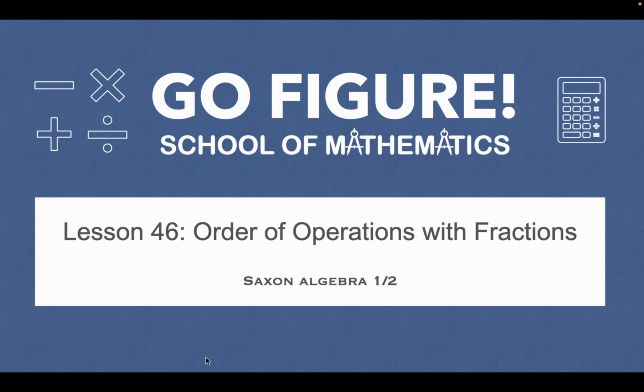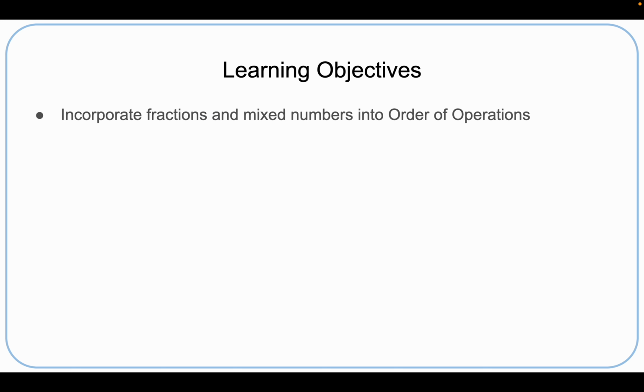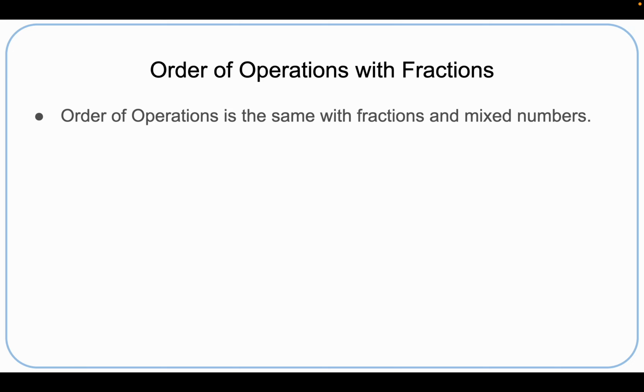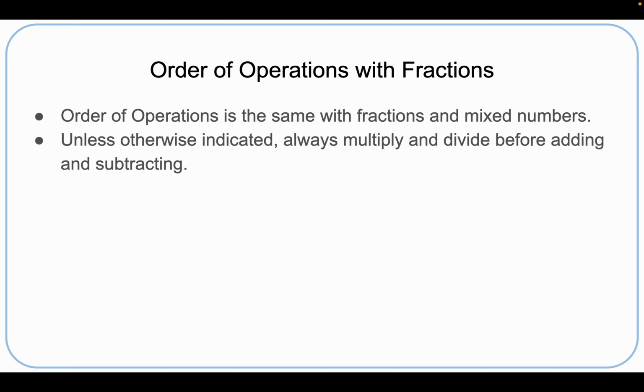Today we are on lesson 46 of Saxon Algebra Half, Order of Operations with Fractions. Our learning objectives today are to incorporate fractions and mixed numbers into the order of operations. So basically, order of operations is the same with fractions and mixed numbers. Unless otherwise indicated, always multiply and divide before adding and subtracting. And then we're just following the same rules that we have been following for fractions and mixed numbers.